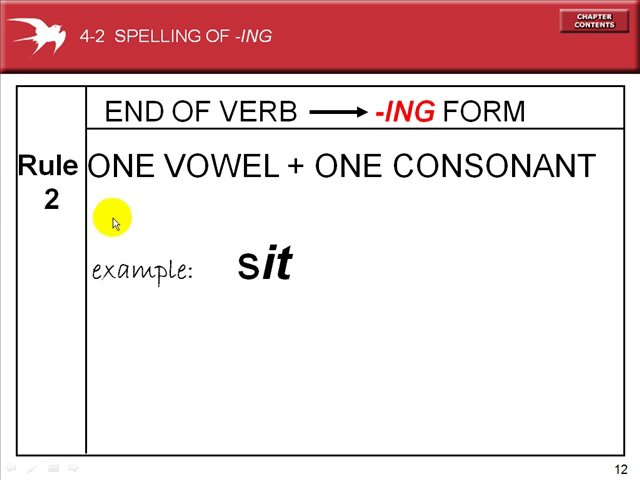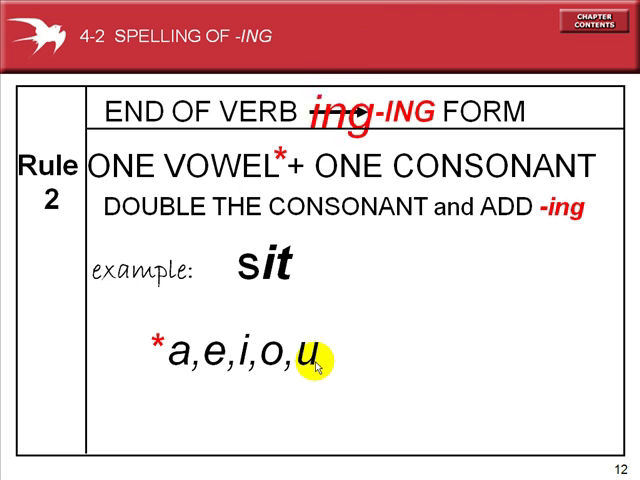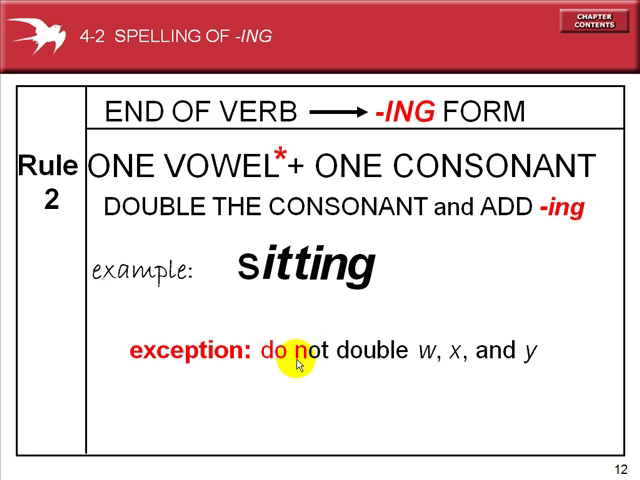Rule 2. In this example, we have a verb that ends in one vowel plus one consonant. An example is the verb sit. It ends in one vowel, I, and one consonant, T. So we must double. Examples of the vowels in English from the asterisks are A, E, I, O, and U. In this example, we must double the consonant before adding the ing.